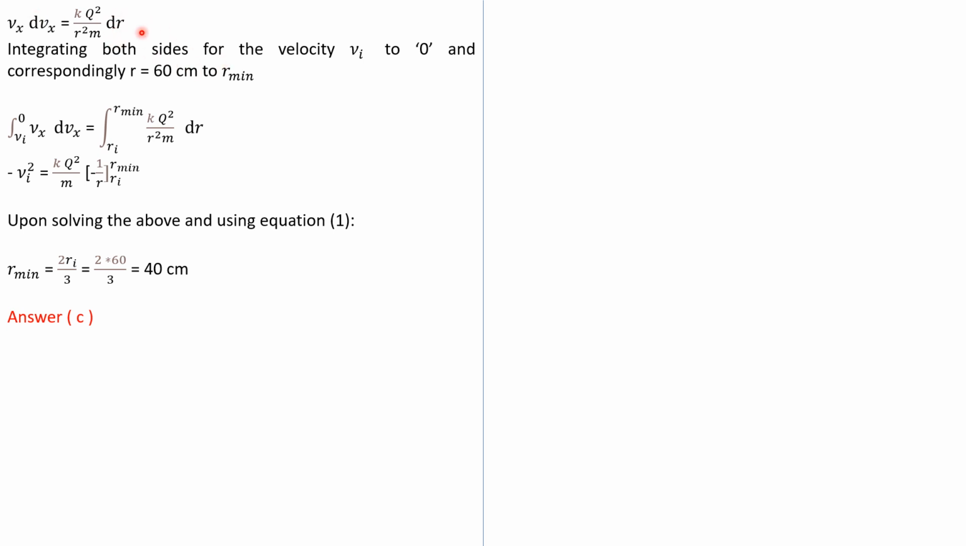When we integrate both sides for the velocity, initial velocity, that is Vi, to 0, and correspondingly the r will be Ri, that is 60 centimeter, to R minimum, because the velocity component in the x direction has become zero. So at that time, the gap between the two particles will be minimum. Upon solving the above equation and putting the values, we will be getting R minimum is equal to 40 centimeter. So answer C will be the correct answer.